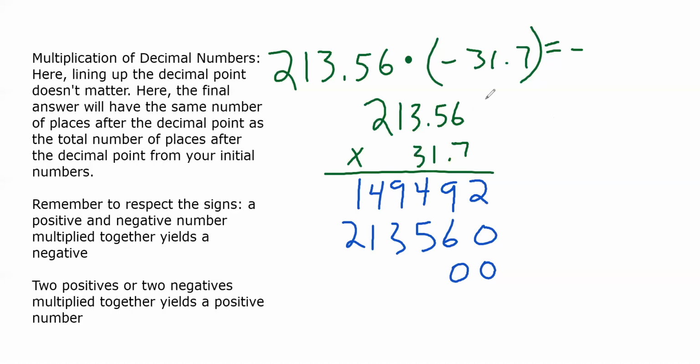And now you can do the 3. 3 times 6, so 8, carry the 1. 3 times 5, 15 plus 1 is 16. So 6, carry the 1. 3 times 3, 9, plus 1 is 10. 3 times 1 plus the 1 is going to give you 4. 3 times 2, 6.